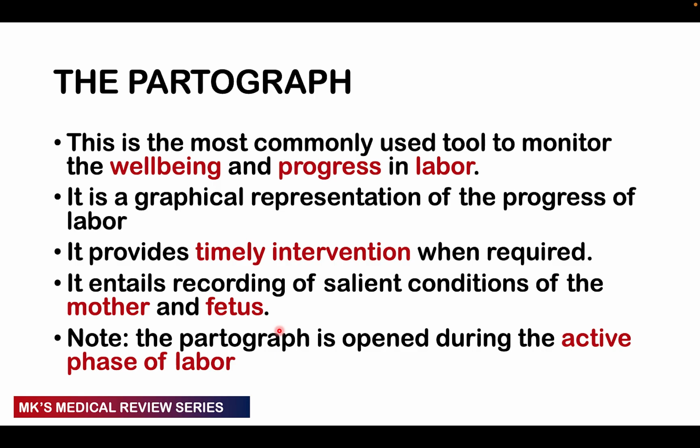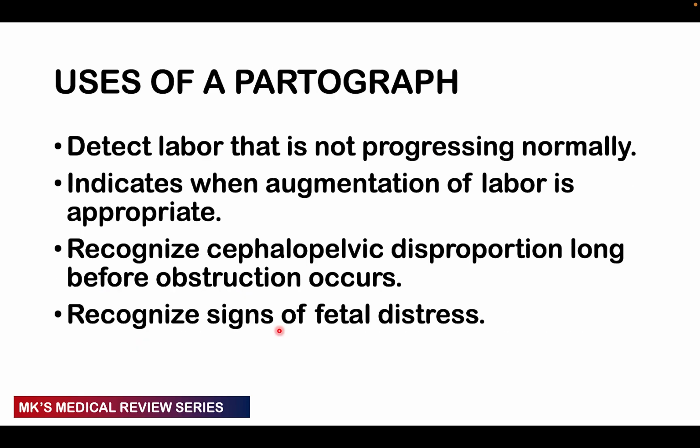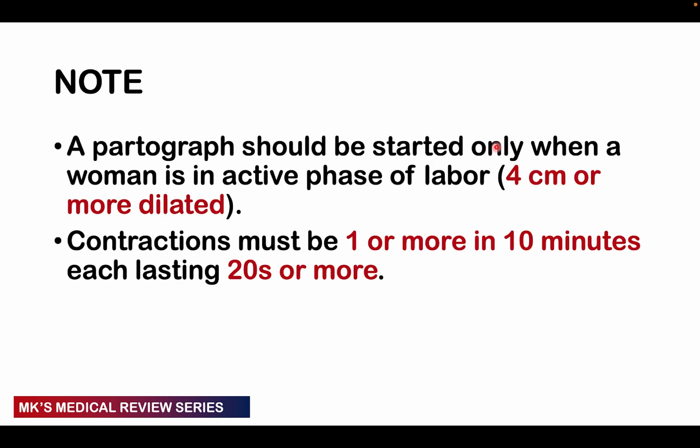The Partograph is opened during the active phase of labor. Remember that it's used to detect labor that is not progressing normally. It indicates when you can augment the labor if it's appropriate, especially in primigravidas. It also helps you recognize cephalopelvic disproportion long before obstruction occurs. You can also recognize some signs of fetal distress on the Partograph. I talked about all these in the prior lecture that I leave tagged at the end of this video.